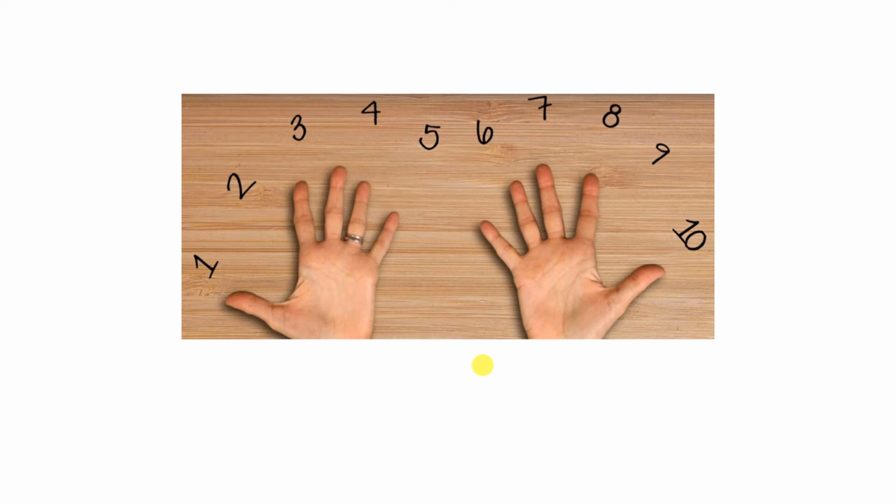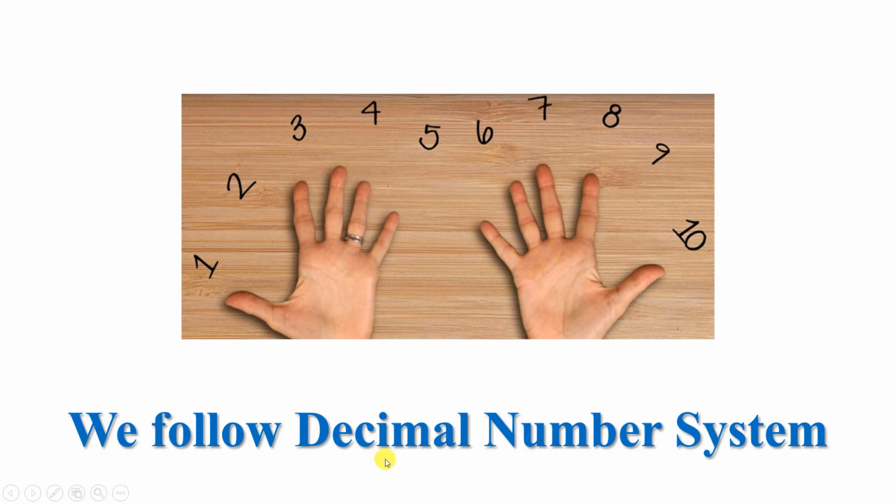Let us go ahead and try to understand what type of number system we follow. We follow a number system which is a decimal number system because possibly we have 10 fingers and therefore we follow the decimal number system. So what exactly is a decimal number system and how it works, that we will understand first because we know it closely, and then we will dive into some other number systems and try to understand their concepts.